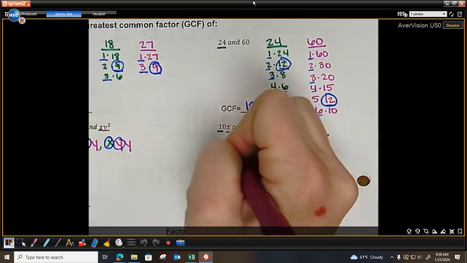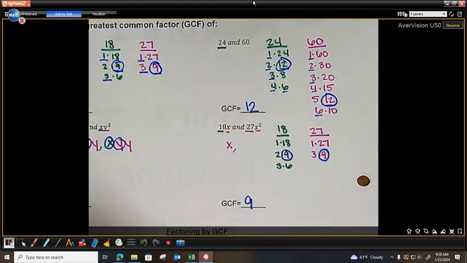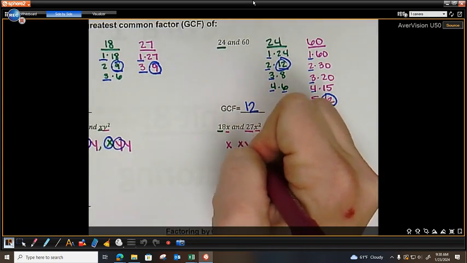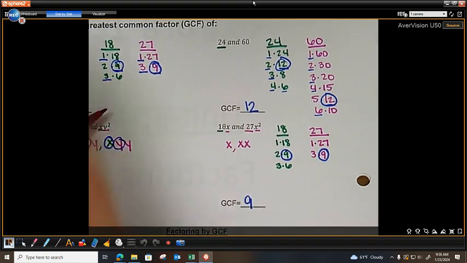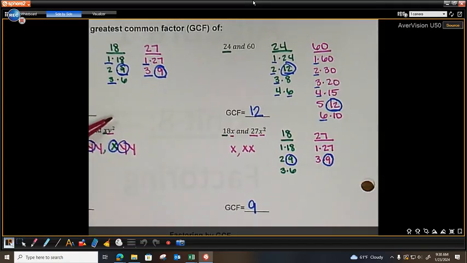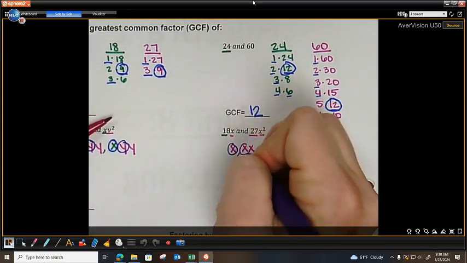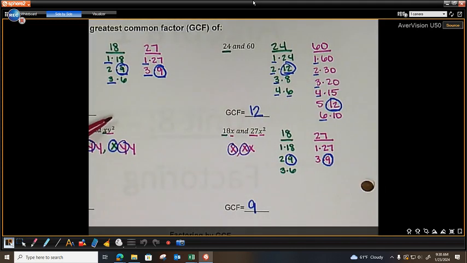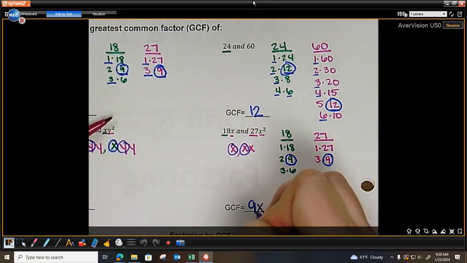But now I need to look at my variables. Here I have an x. Here I have an x squared. What's x squared mean? XX. So what's in common? Do they both have an x? Circle an x, circle an x. Do they both have another x? No. So my GCF is 9x.